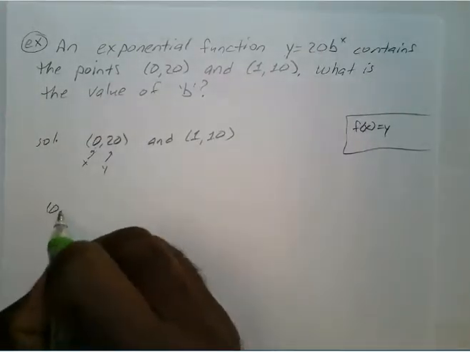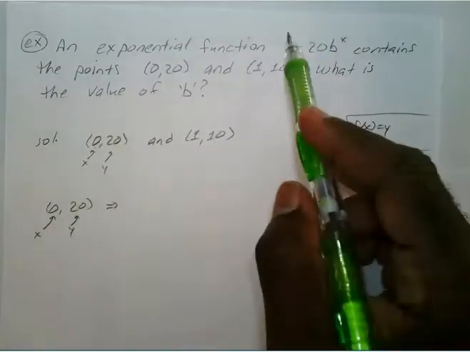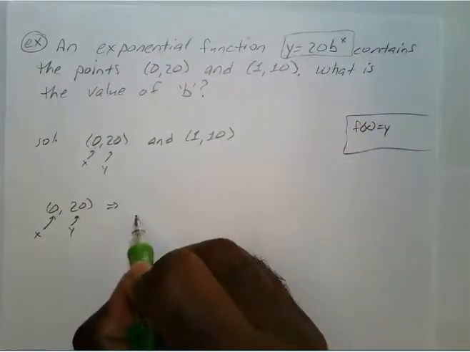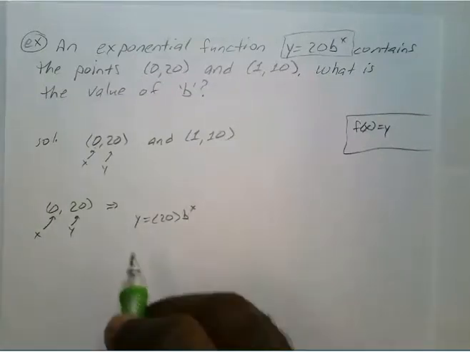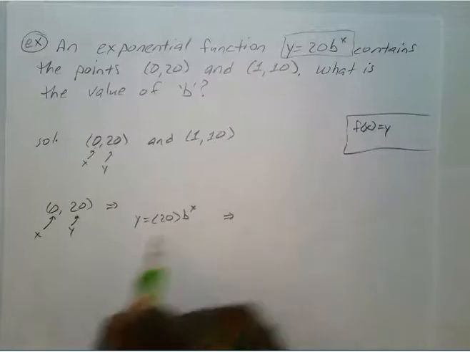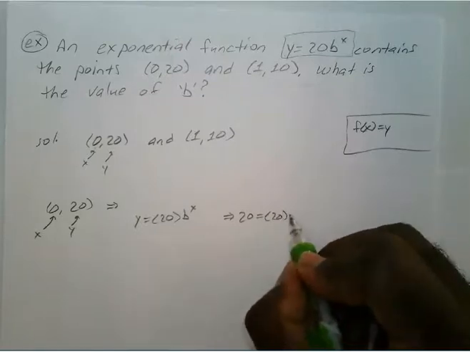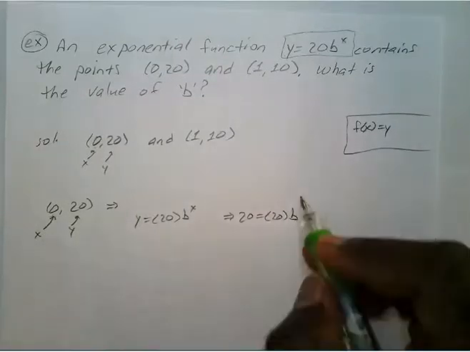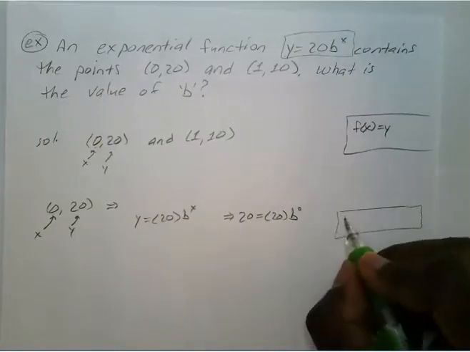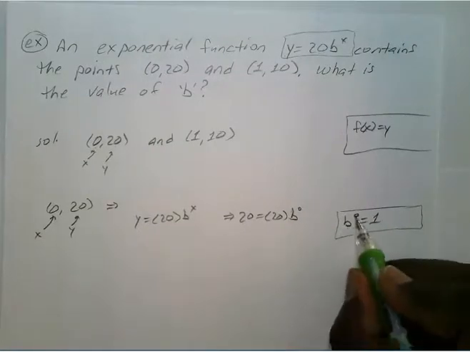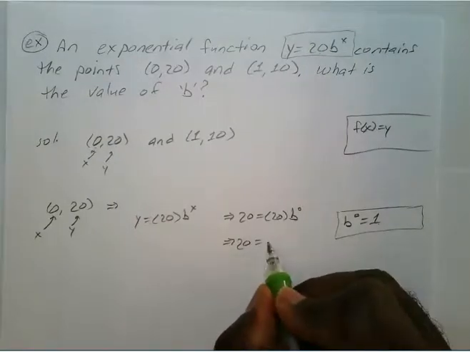Okay, so if you have (0, 20), which is of course your x and your y, we're just going to plug it in. So you have y equals 20 times b to the power of x. If our y is 20, we just replace y with 20. 20 equals 20 times b to the power of x, and your x is 0. Remember that b to the power of 0 is equal to 1. Anything to the power of 0 is equal to 1. So this just gives us 20 equals 20 times 1, which is 20.